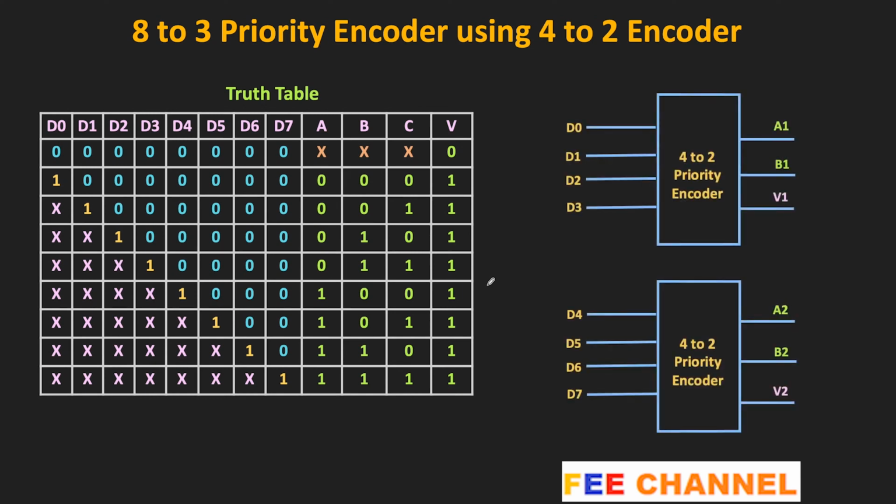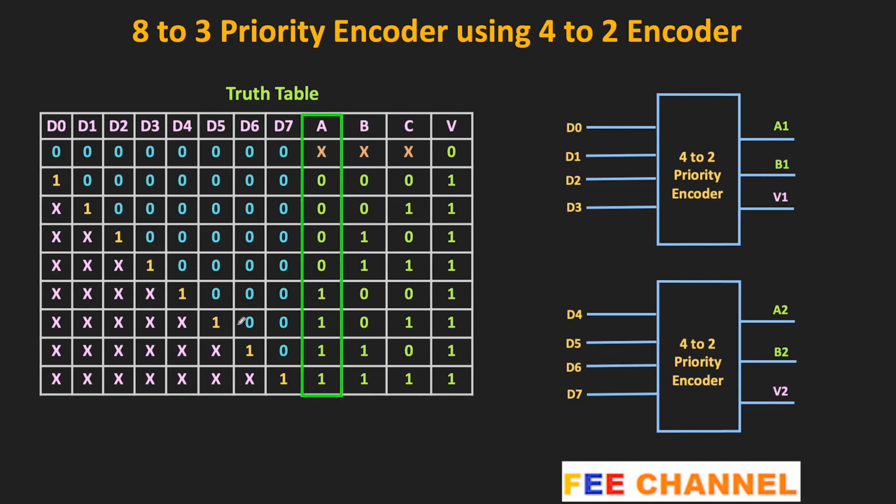That means in the second priority encoder, this V2 will be high when any of the inputs between D4 and D7 is high. So in this case, this output V2 represents the output A. Similarly, let us see this B output. This B output is high when either D2 or D3 is high, or when D6 or D7 is high. D2 and D3 are the third and the fourth input of the first encoder. Likewise, D6 and D7 are also the third and fourth input of the second encoder.